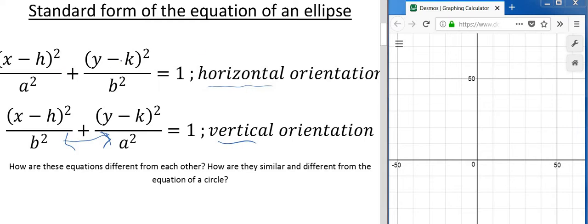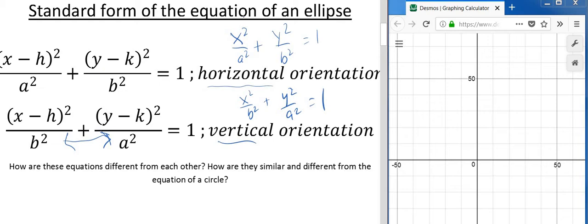So that means h, k is 0, 0. So this would have the simplified form x squared over a squared plus y squared over b squared equals 1. Or for our vertical, x squared over b squared plus y squared over a squared equals 1. So they're going to be simplified quite a bit. But again, I thought I'd just show you the actual form.